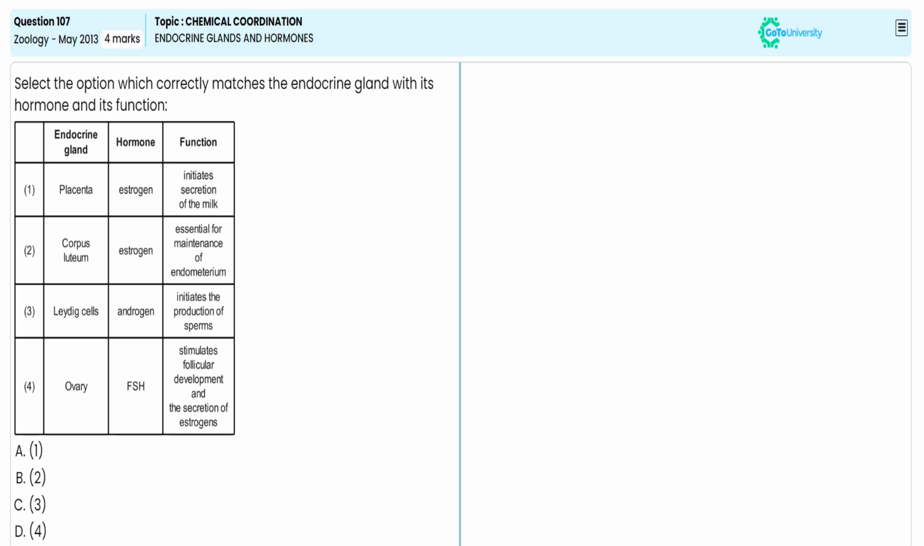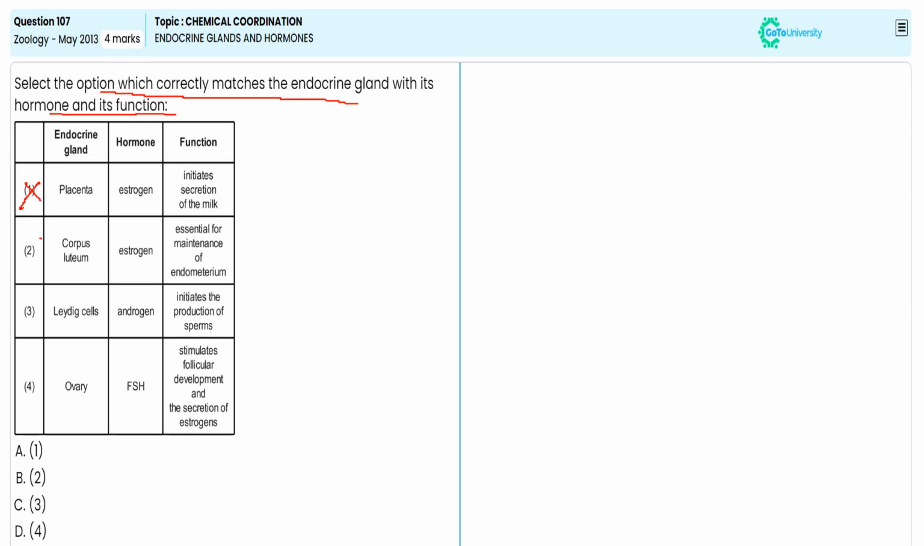In this objective question, they are directing us to choose the correctly matching endocrine gland with its hormone and its function. For this, we are avoiding the wrong options and specifying the correct option to satisfy the 4-mark demand of this objective question. We are avoiding option 1 by specifying that the placenta makes an estrogen derivative but not estrogen, and it is also not responsible for milk secretion.